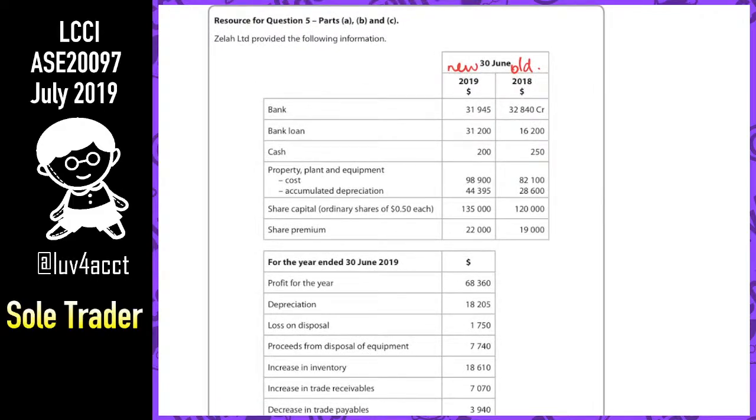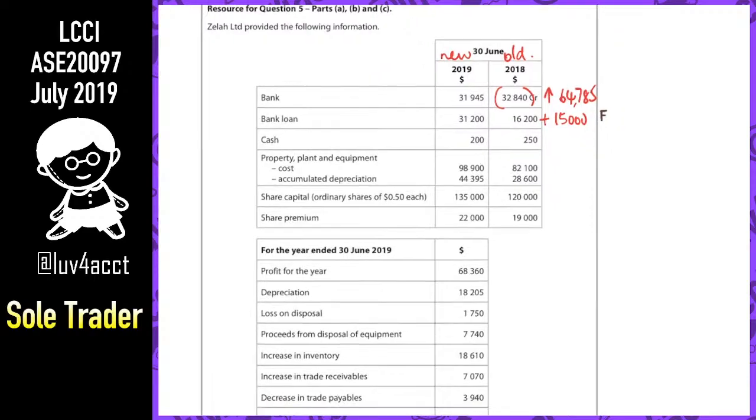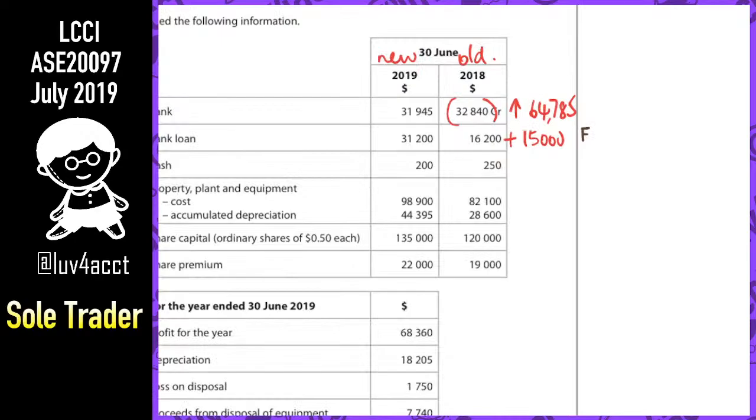That is, you have an increase in cash and cash equivalent of 64785. That is quite a lot. Bank loan from 162 to 312. You have borrowed more money, 15,000. And that would be your financing activities. Positive, borrow more cash.